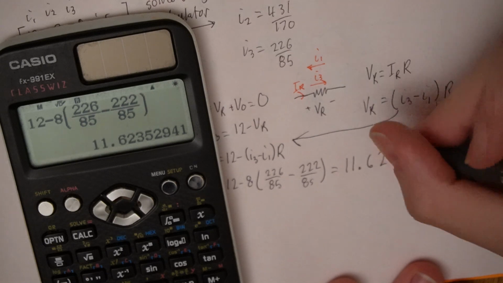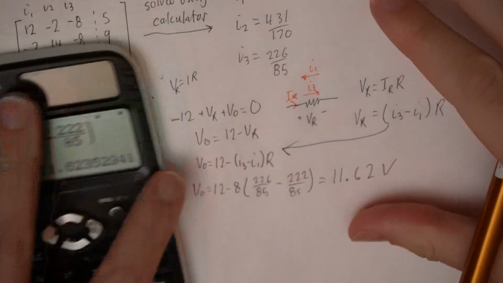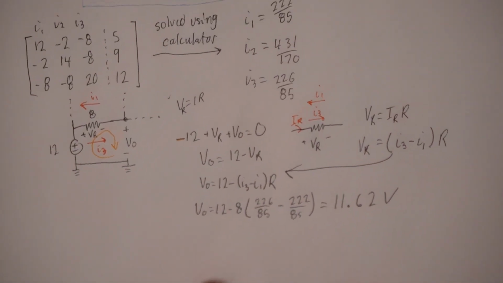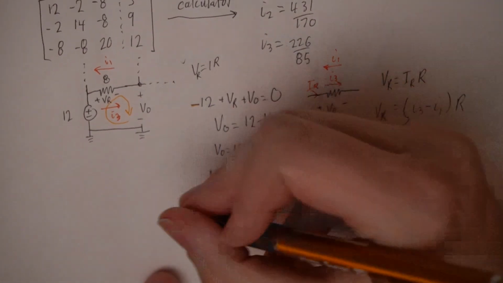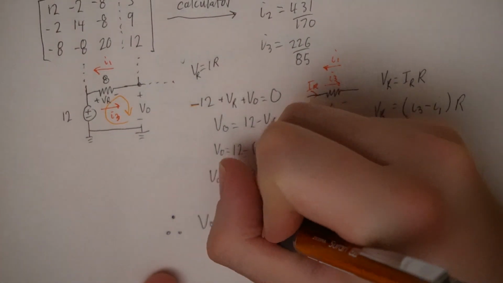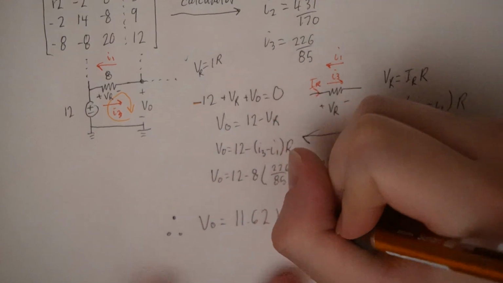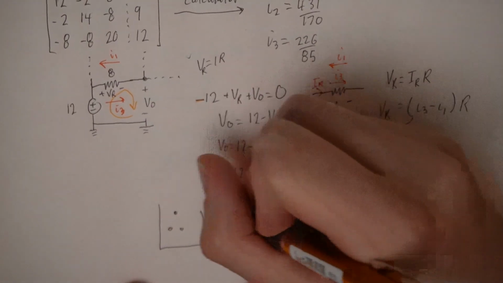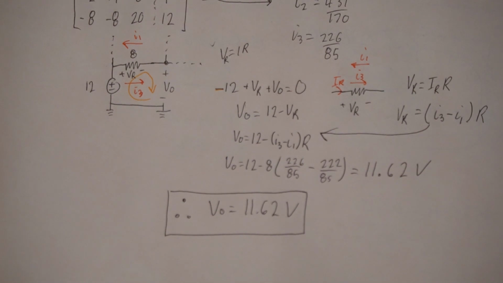11.62, this is a voltage, volts. To make it all nice and tidy for whoever's marking it, I'll write the final answer: therefore VO equals 11.62 volts, and I'll put that in a nice box. Now, I don't actually know if that's the real answer. I don't have a solution for this question.